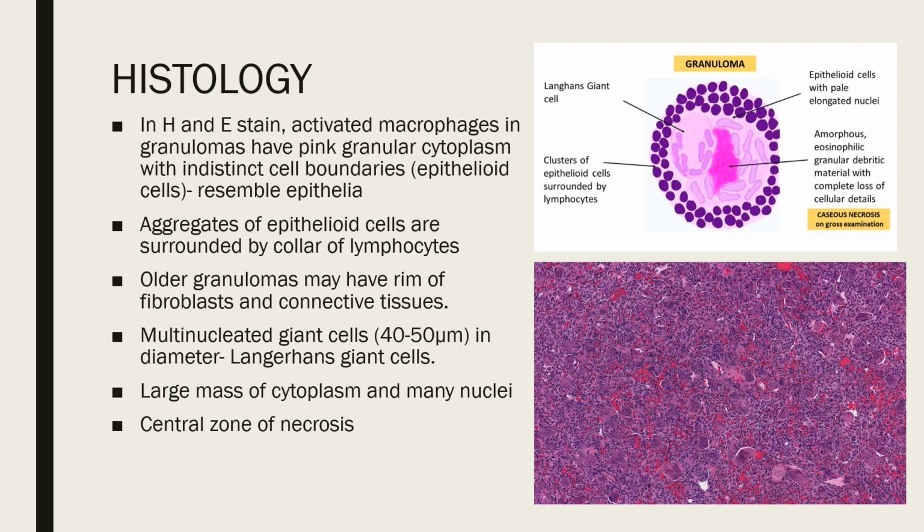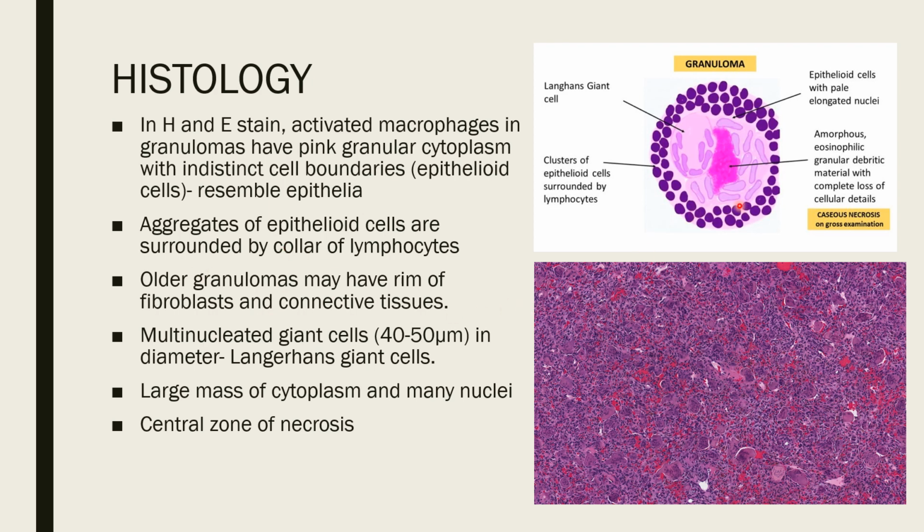The next is the histology. When we see it under H&E stain, we can see activated macrophages in the granulomas have pink granular cytoplasm with indistinct cell boundaries. These indistinct cell boundaries can be seen over here. This is known as the amorphous eosinophilic granular debris. And we can see over here the epithelioid cells. They are known as epithelioid cells because they resemble epithelia.